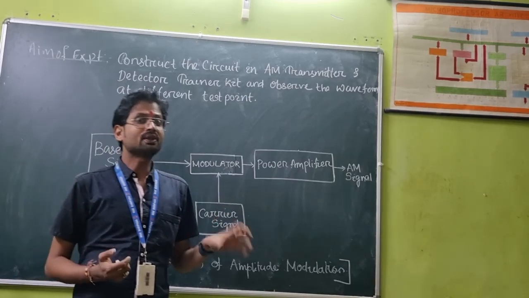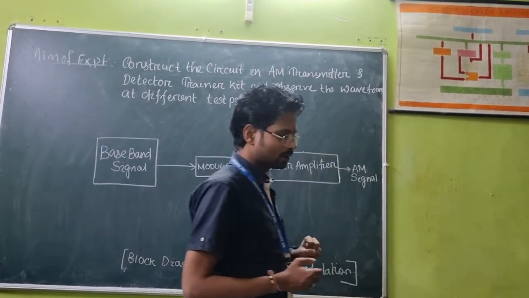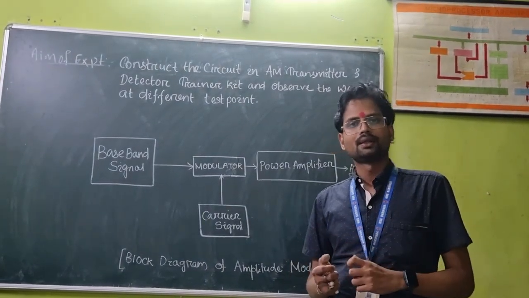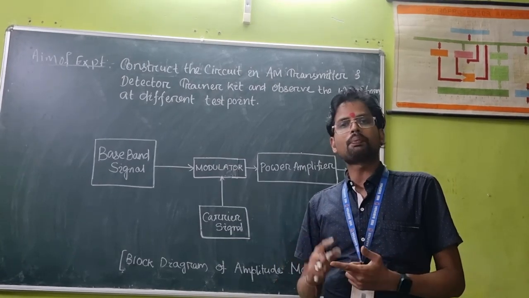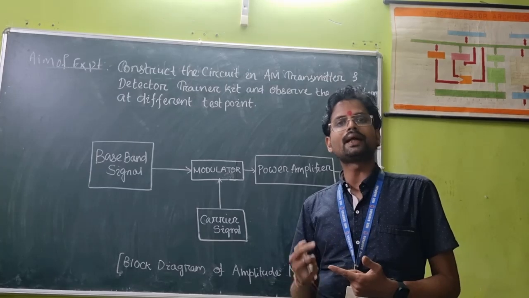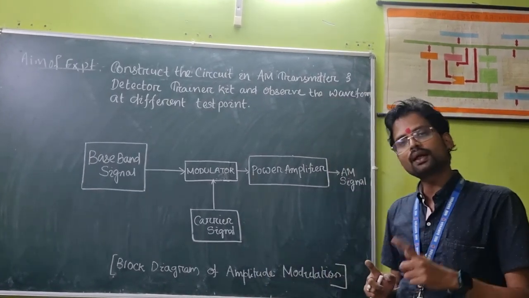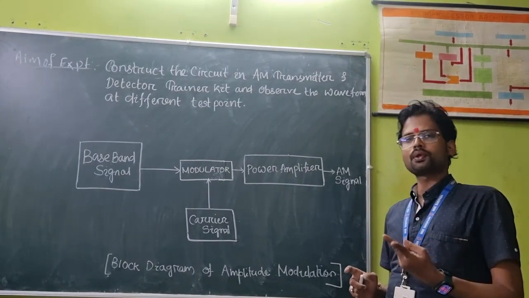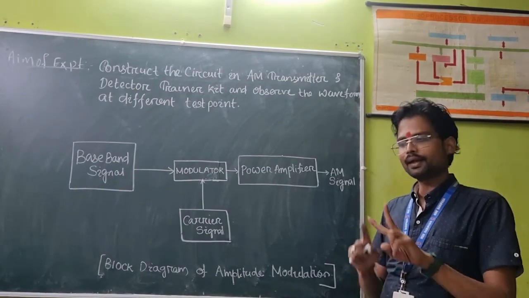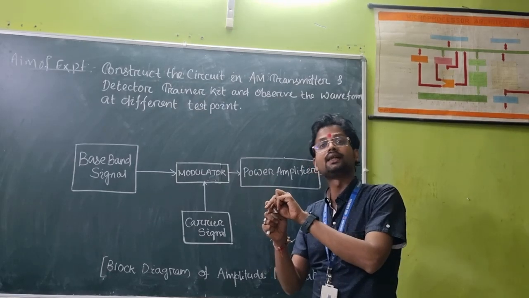Amplitude modulation is the process by which the amplitude of a carrier wave is changed in accordance with the instantaneous value of the modulating signal. That means in a modulation process, two signals are required. One is your modulating signal, another one is your carrier signal.